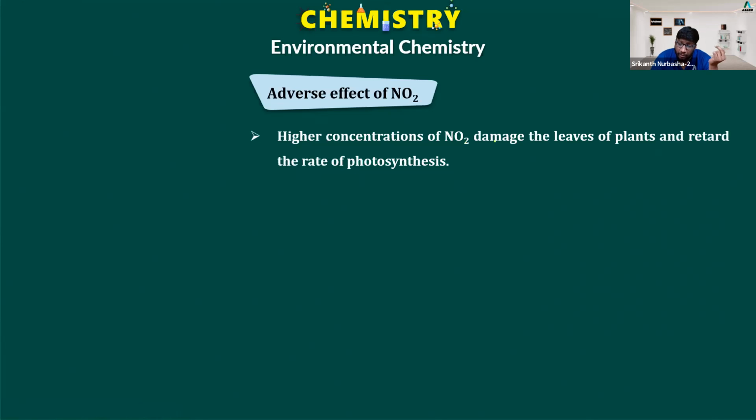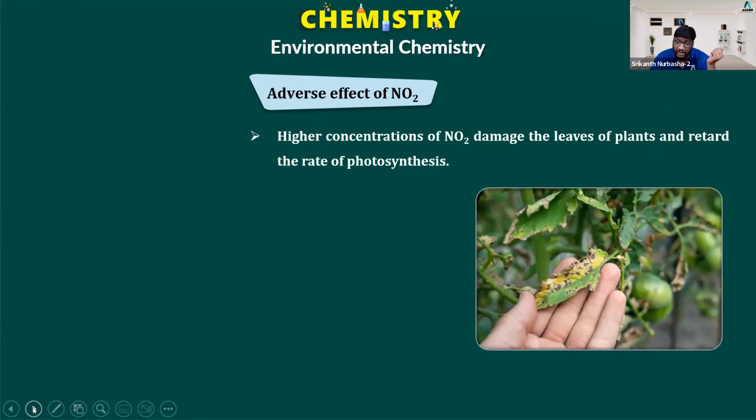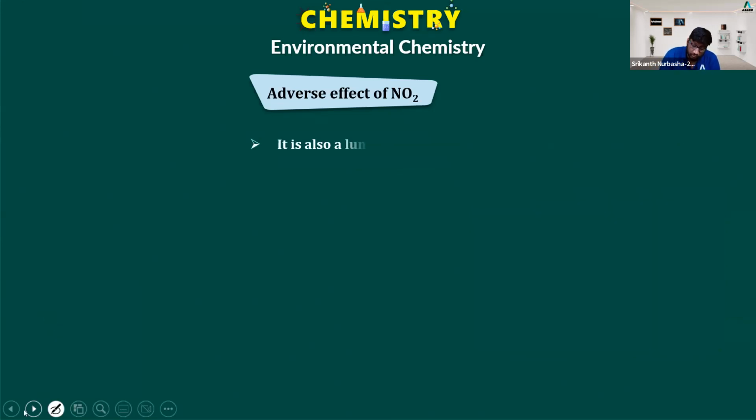Higher concentration of NO2 damages leaves of plants and retards the rate of photosynthesis. That is how plants are affected whenever we have a high concentration of NO2. Higher concentration of NO2 damages the leaves of plants and retards the rate of photosynthesis as well. It is also a lung irritant.